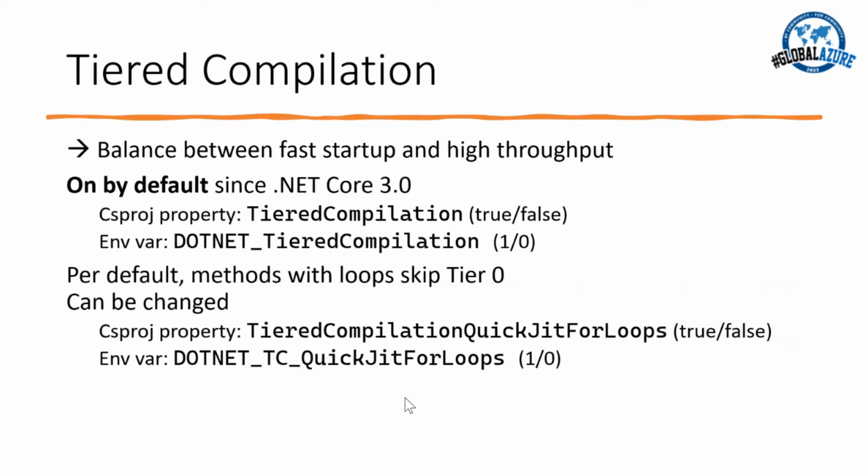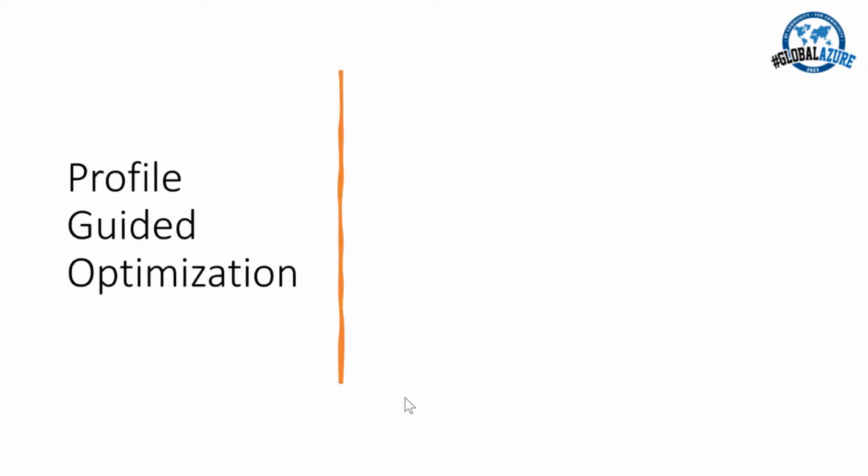It is on by default in .NET 3. You can experiment with seeing if there are differences in startup time. I don't really see a reason to turn it off, but it's interesting to see that it has some knobs to twist. So for example, you can also tell it to do that for methods containing loops or not, because usually optimizing for loops, even in tier 0, might be beneficial, but maybe sometimes it's not. So just options to play with.